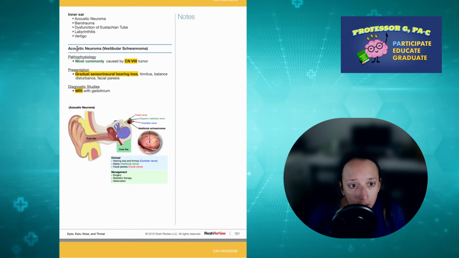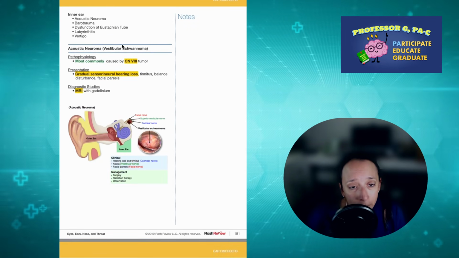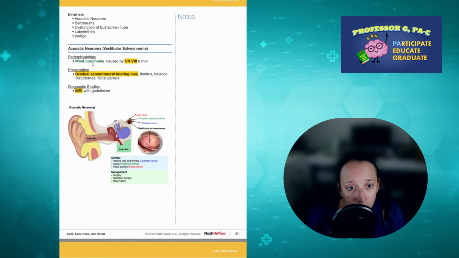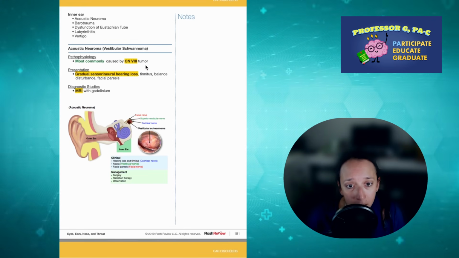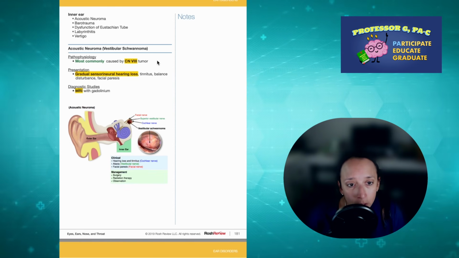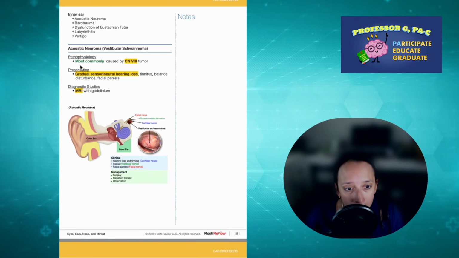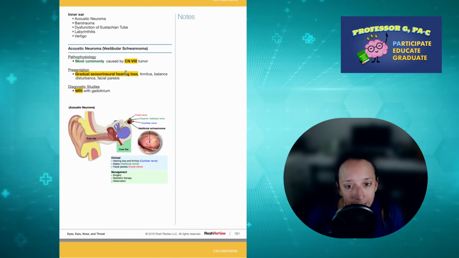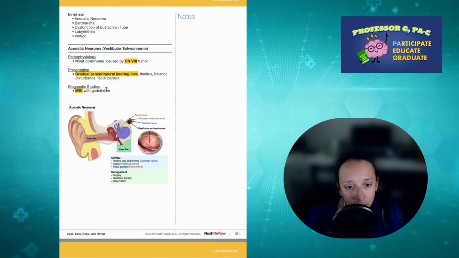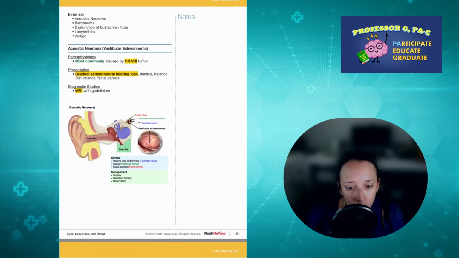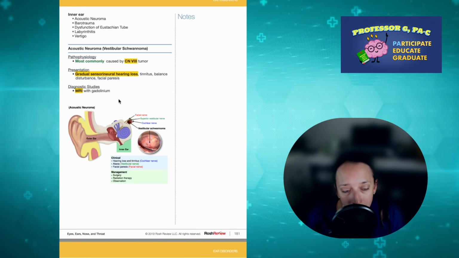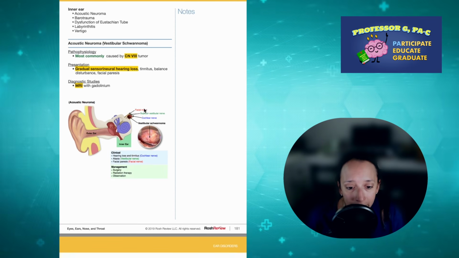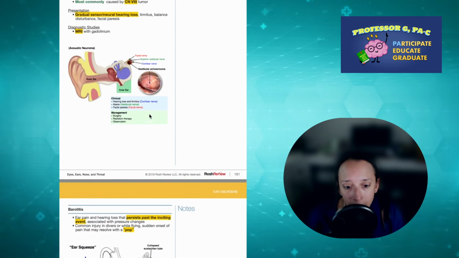Inner ear. So an acoustic neuroma, or better known as a vestibular schwannoma, we probably covered it in our neuro module, but it's most commonly caused by a cranial nerve 8 tumor, which is the vestibulocochlear nerve. The presentation is usually gradual sensorineural hearing loss, tinnitus, and balance disturbance, plus or minus a facial paresis if we get encroachment on the facial nerve. The diagnosis of choice is going to be an MRI, and the treatment is going to be surgery.